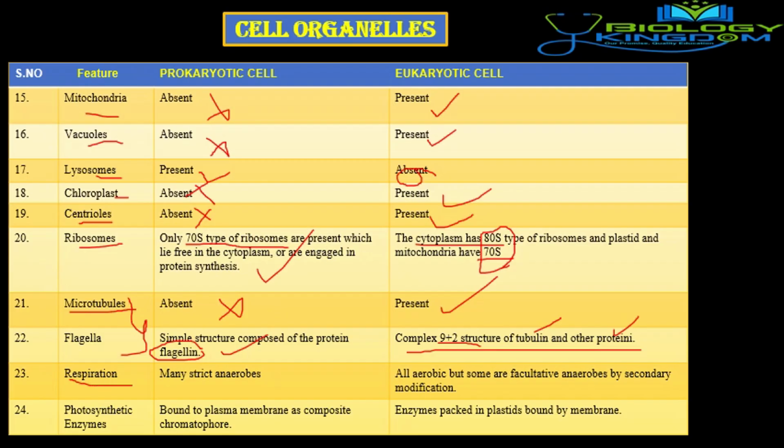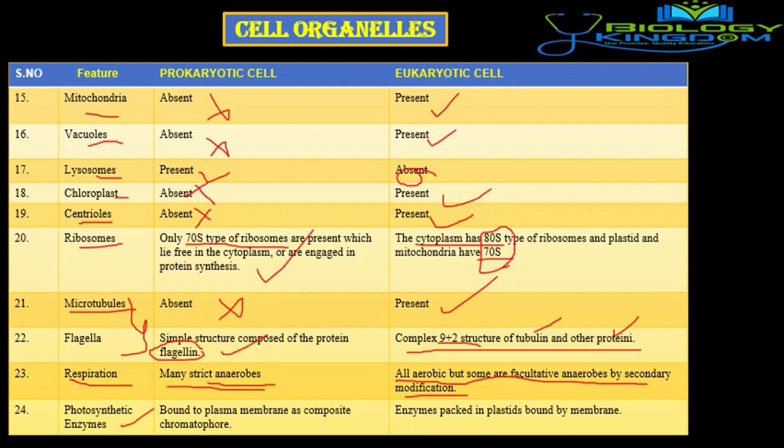Coming to respiration, respiration is strictly by anaerobic process, so that is the reason it is given as many strict anaerobes. Here it may be by facultative anaerobic process, or most of the time by secondary modifications, like we have mycorrhizae, fungal root modification, or else pneumatophores which are breathing roots. So in eukaryotes, as they are plants having several kinds of modification, we have facultative anaerobic process.